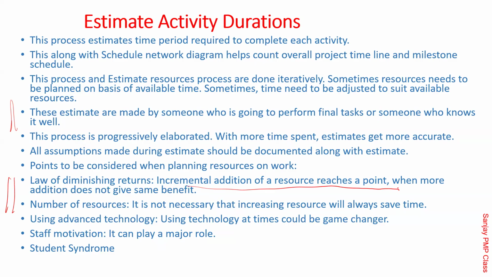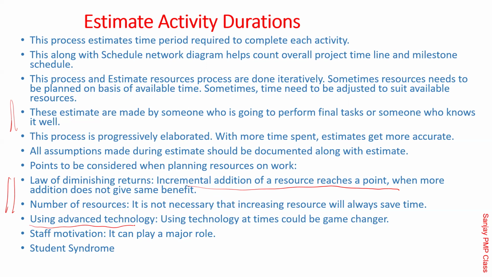Same thing, number of resources. Not necessarily, increasing resources will always save the time. It will save time in the beginning, but not always. Using advanced technology should be another approach. 40 is equal to 8 multiplied by 5 or all that. Well, division is okay. If you want to do it faster, put more resources, but try to use alternative technology. Try to use automation rather than doing it using a certain tool. Try to change the tool.